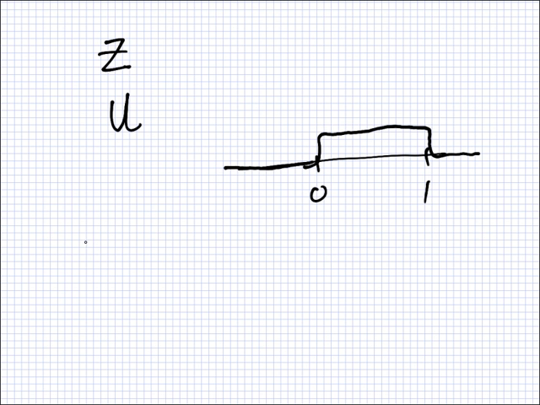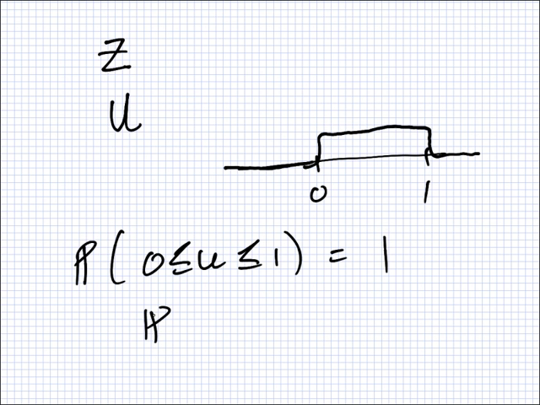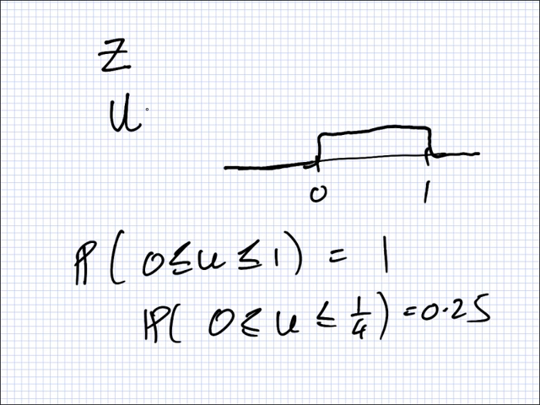So for example, the probability that u is between 0 and 1 equals 1. The probability that u is between 0 and a quarter is 0.25. The letter u stands for uniform.